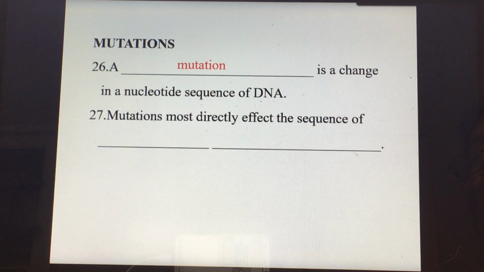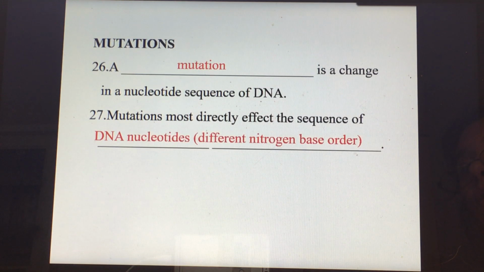A mutation is a change in a nucleotide sequence of DNA, and mutations most directly affect the sequence of DNA nucleotides. So you have a different order of nitrogen bases in your DNA molecule. So the A's, T's, G's, and C's are now in a different sequence.